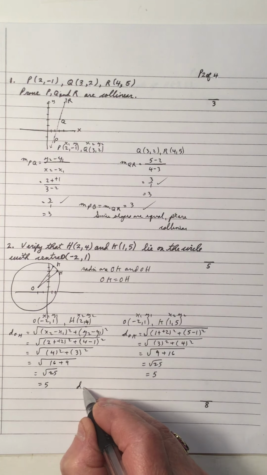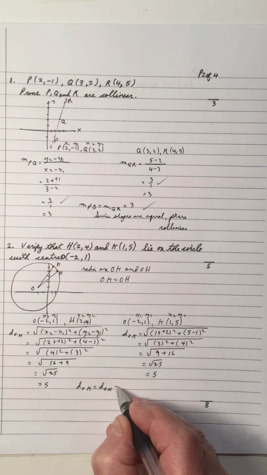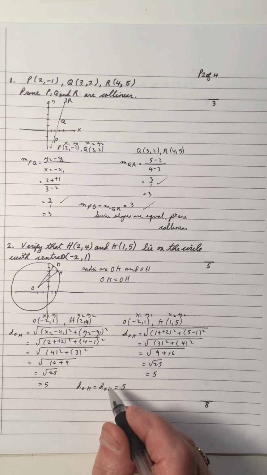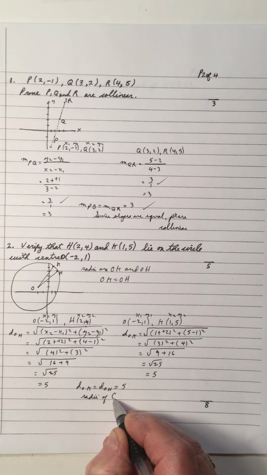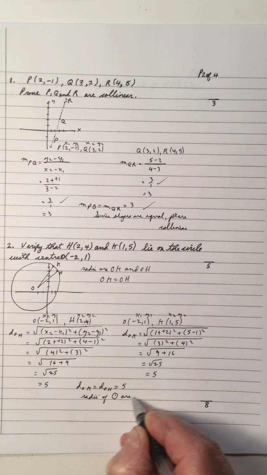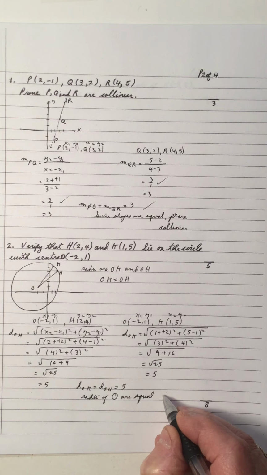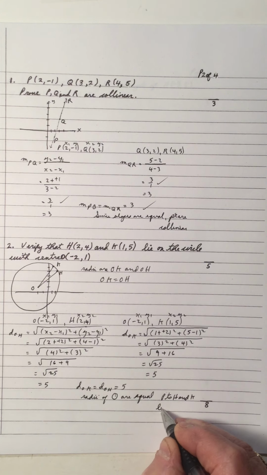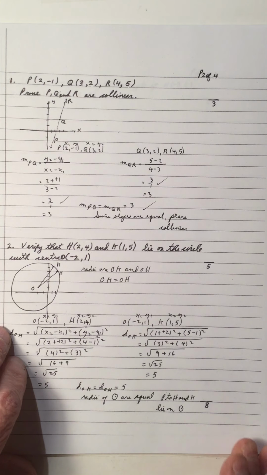So notice that OK is equal to OH, which is equal to 5. So they must lie on the circle because the radii of a circle are equal. That means that the points H and K lie on the circle because the radii are equal. The distances are equal.